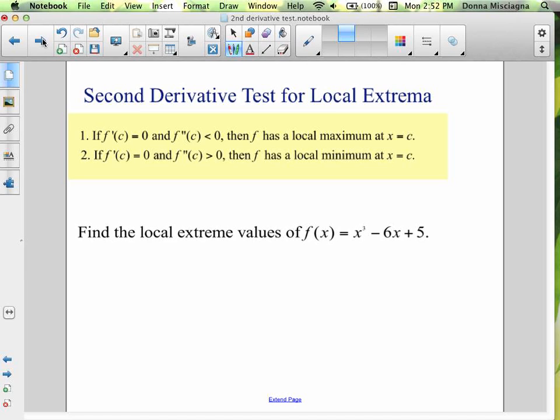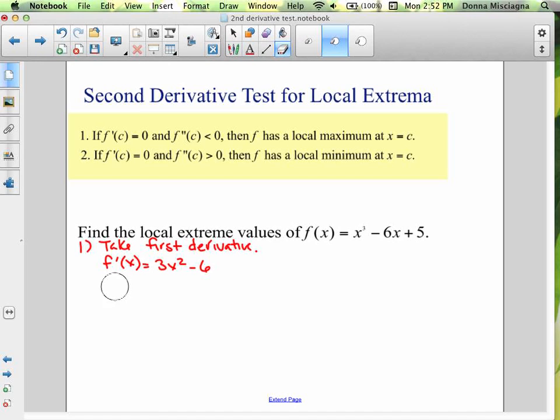I'm going to first of all take the first derivative and find the critical points. Right? So our first step is take the first derivative. Right, so that would be f prime of x equals 3x squared minus 6. All right, we're going to set that equal to 0 because we're going to find the critical points. So that'll be step 2, find the critical points.